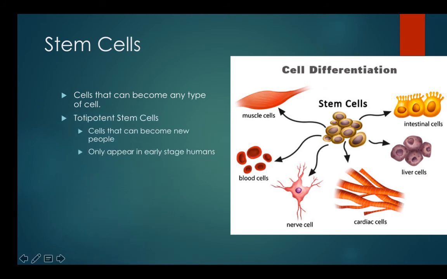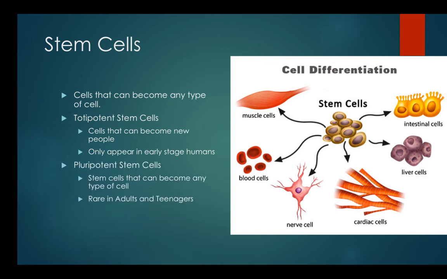There are three types of stem cells. There's totipotent stem cells, which can become brand new people. Unfortunately, you only have totipotent stem cells when you are an embryo in your mother's womb. You don't have these kind of cells in your body anymore. They go away pretty quickly. Next kind of cell is called a pluripotent stem cell. These are stem cells that can become any kind of cell. However, they're also pretty rare, and by the time you're an adult or a teenager, all of these pluripotent stem cells are gone, so you don't have any more left.